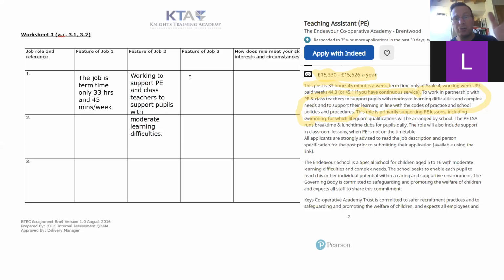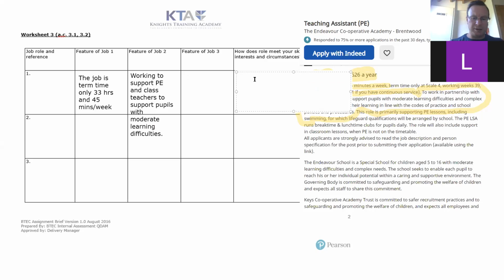So you found a job role. You found the first feature, which is the hours. The second feature is what you're doing, and the third feature can be things like the benefits you get from the job. But really, I think the most important one is you get across the skills and qualities that they're looking for. You then, in this last box, put in how that meets your skills.